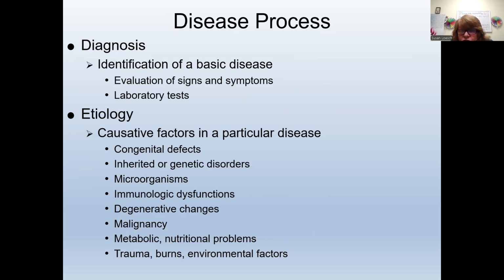We'll look at the causative factors in the particular disease. Sometimes it's congenital, meaning that they're born with it. Genetics means they have a probability of inheriting it. Not everyone that has a genetic disorder inherits it. Like, let's say your dad has sickle cell. Does that mean you're going to have sickle cell? No, you have a 50 percent chance of having the trait. So you could, but you might not get it at all.